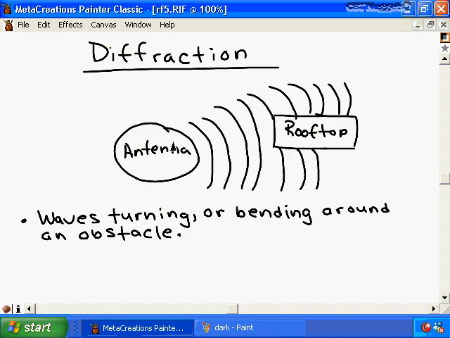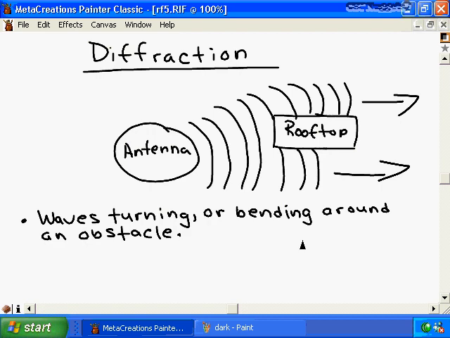So in this example, we have an antenna emitting radio waves, and the radio waves hit a rooftop, and the radio waves are bending or turning around the rooftop and are changing direction as a result of bending around that obstacle.